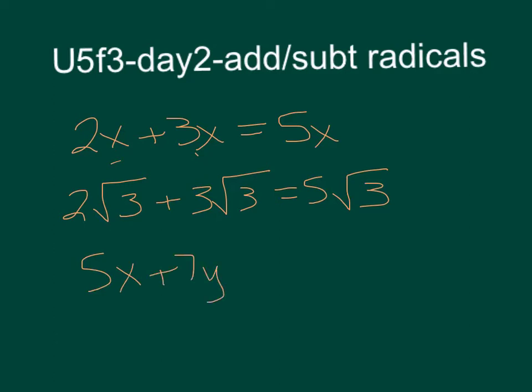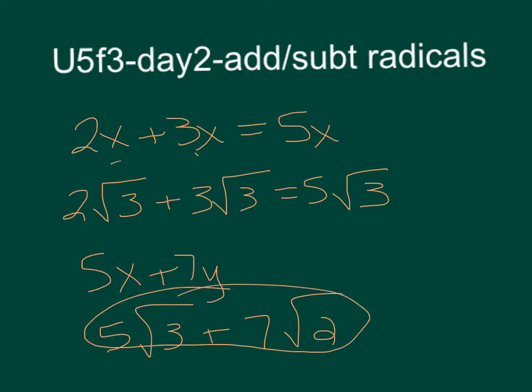not like terms. They have to be like radicals too. If I have 5 square root of 3 plus 7 square root of 2, the radicals aren't the same, so I cannot add those. This would be a simplified answer. There's nothing else you could do with that.